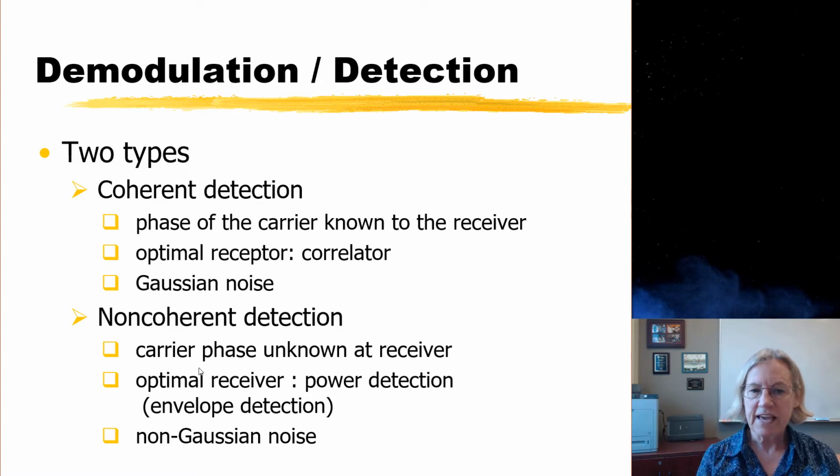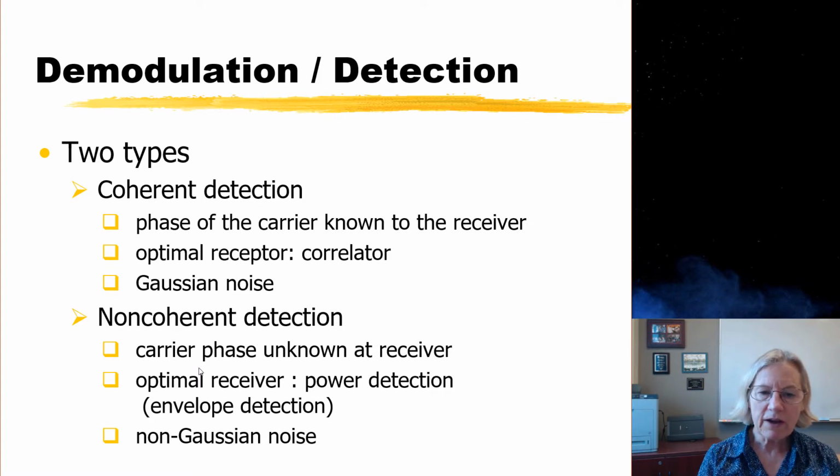So if that is the case, then we will have a certain receiver which is optimal, and that would be the correlator. So we have, in essence, been looking at systems with the correlator. We've seen that already, and these are going to be the solution, in fact, for coherent detection. And in these cases with coherent detection, the noise is additive white Gaussian noise.